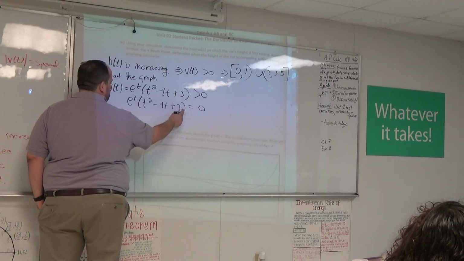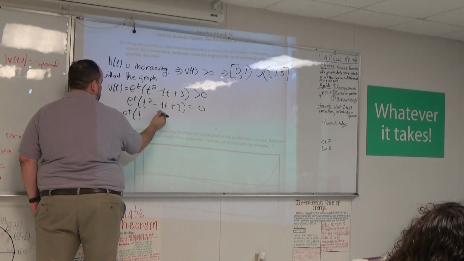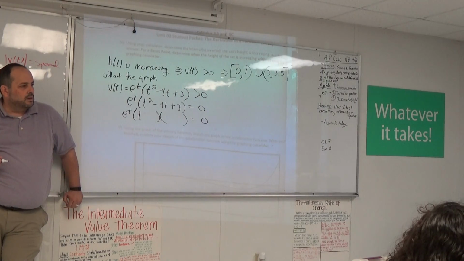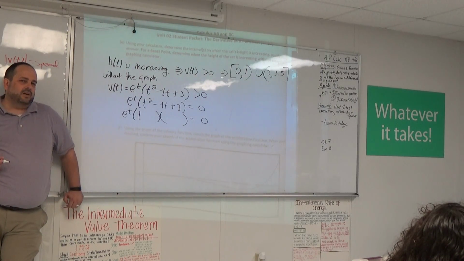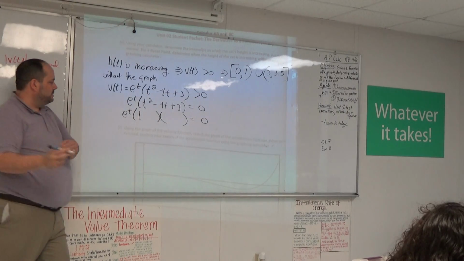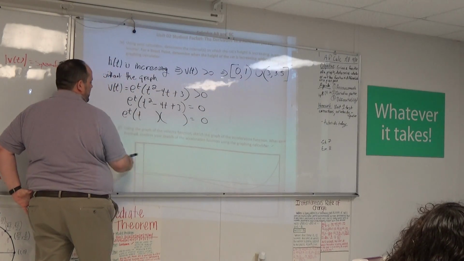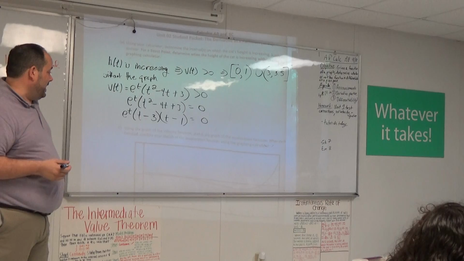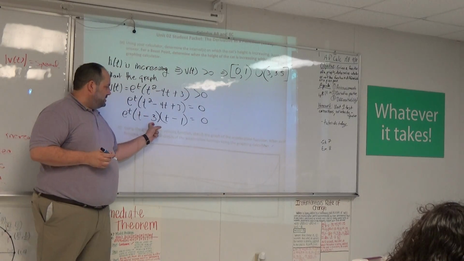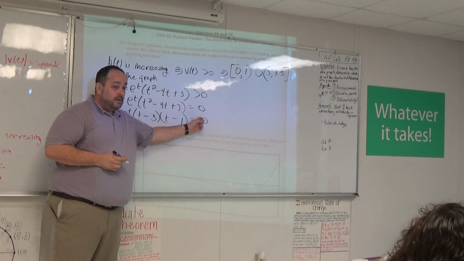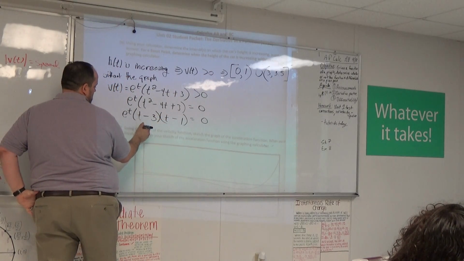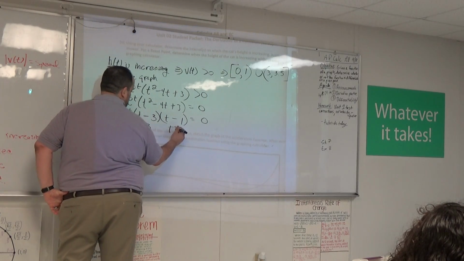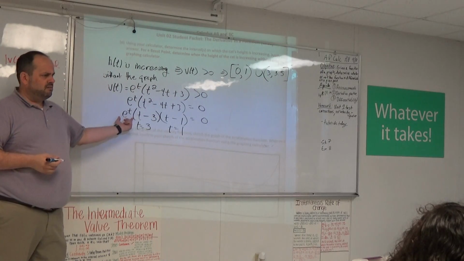I've got e to the t times all this stuff over here. Well, t squared minus 4t plus 3, I think you guys can factor that pretty quickly. Give me a binomial and a binomial. T minus 3 and T minus 1. E to the T times T minus 3 times T minus 1 equals 0. The solutions: T equals 3, T equals 1.